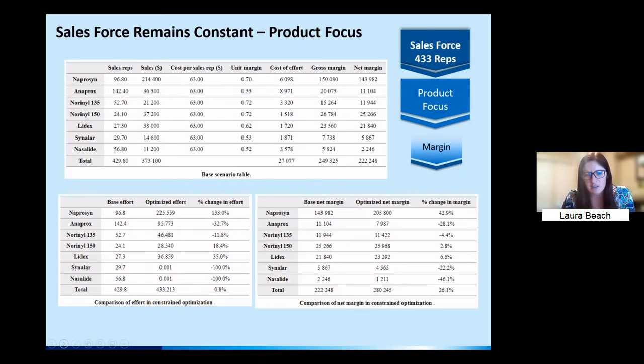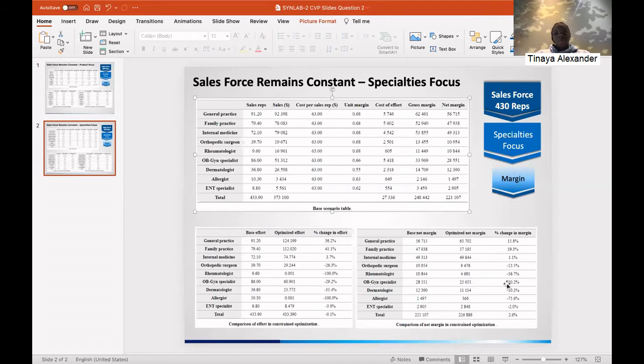And by doing this, we're able to see an improved margin from $222,000 to $280,000, which is great when we think about our potential to hopefully hire more sales force. Having that improved margin is going to make us better. So instead of leaving it at our base and doing what was previously done, we really need to make sure that we're looking at that optimized effort and calling on the products that are going to be the most sales for us given our current workforce today. If Syntex Labs is to keep the 433 sales force that we currently have, they should allocate these sales reps to the specialties as shown in the comparison effort of constrained optimization.